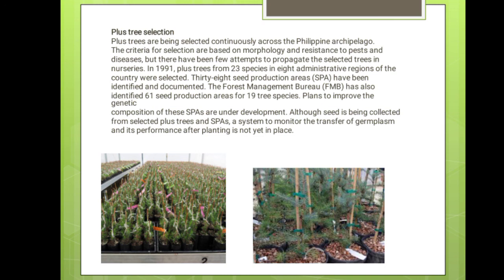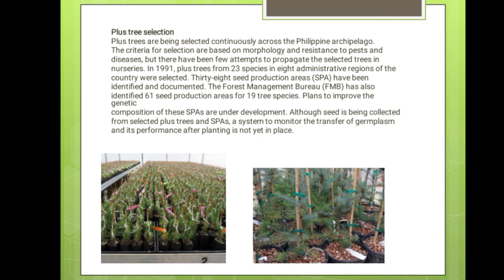The Forest Management Bureau has also identified 61 seed production areas for 19 tree species. Plans to improve the genetic composition of these PAs are under development. Although seed is being collected from selected plus trees and SPAs, a system to monitor the transfer of germplasm and its performance after planting is not yet in place.